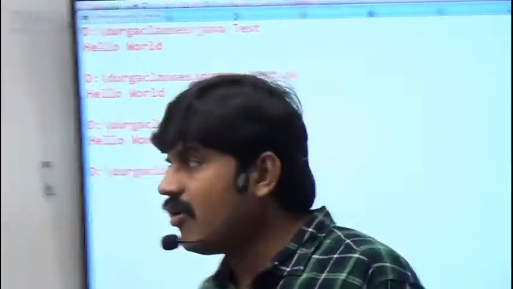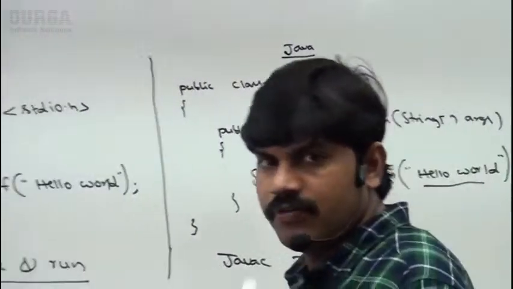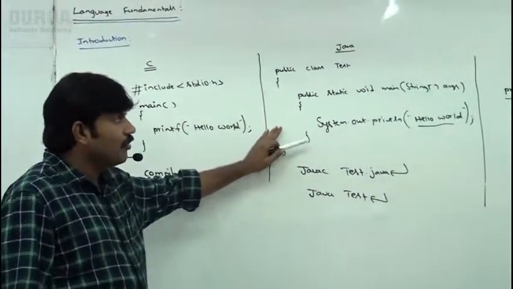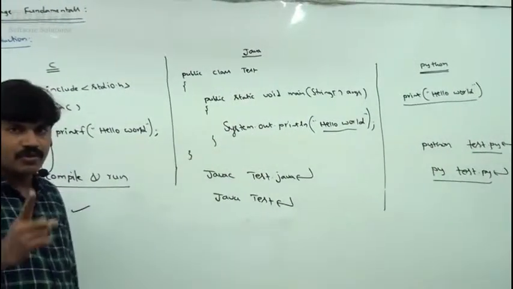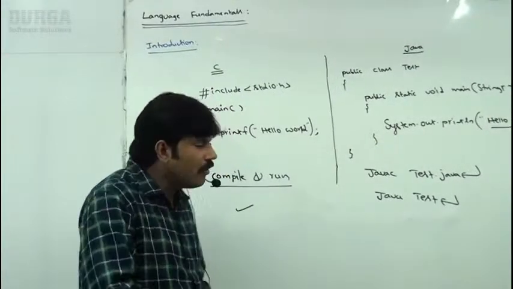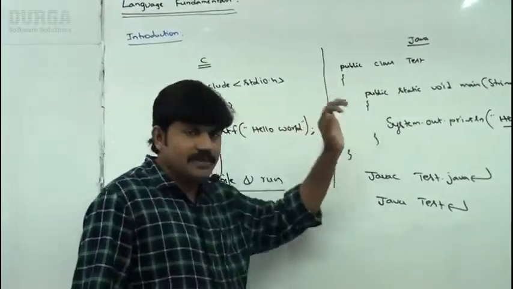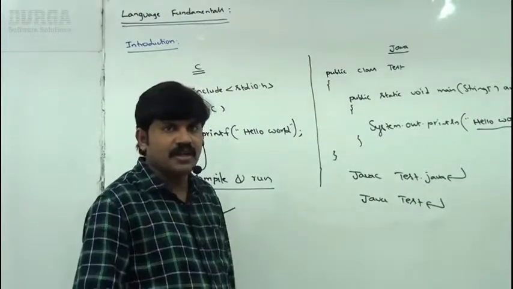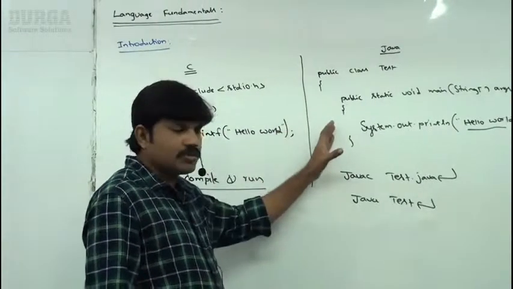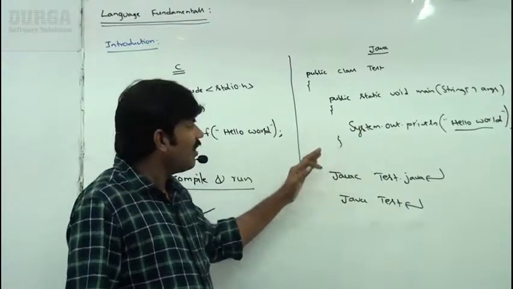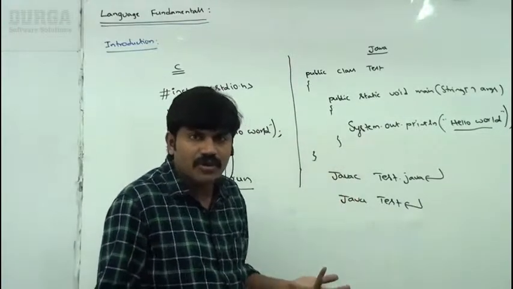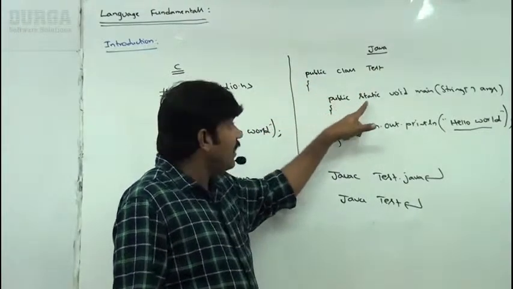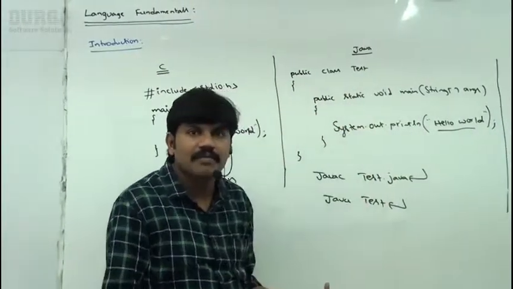Have you observed? Just to print hello world, if it is C language, how much code do we have to write? If it is Java, how much code? If it is Python, how much code? Only one line. So if you show this code to your kid, a school student, some third or fourth standard kid, and ask him to explain this code, he may say, dad, what are you doing? I didn't get anything. What is public? What is class? What is test? What is static, void, main, string array?